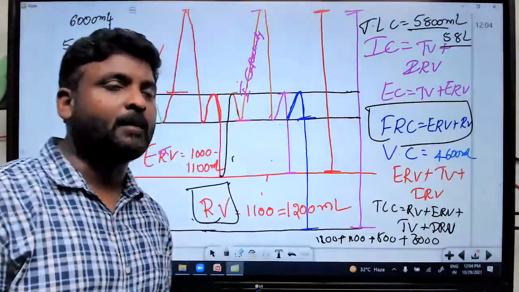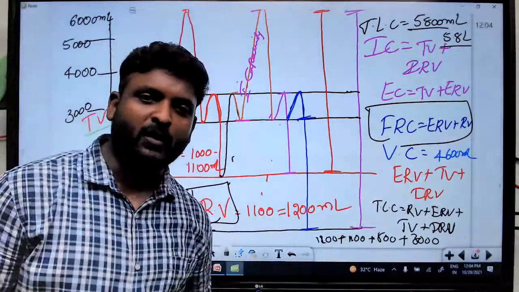Got it? This is today's topic, respiratory volumes and capacities.